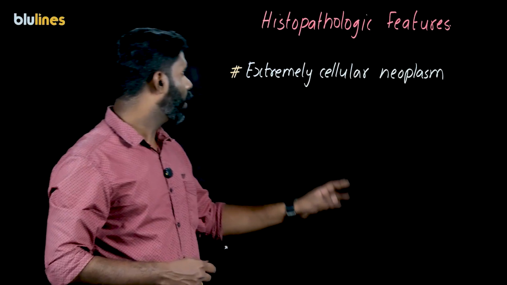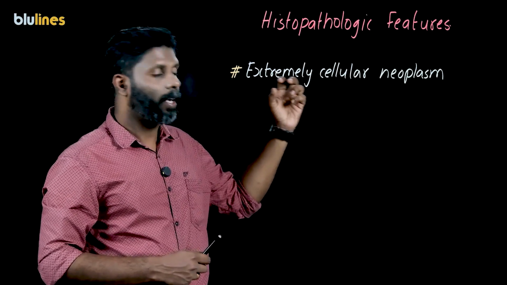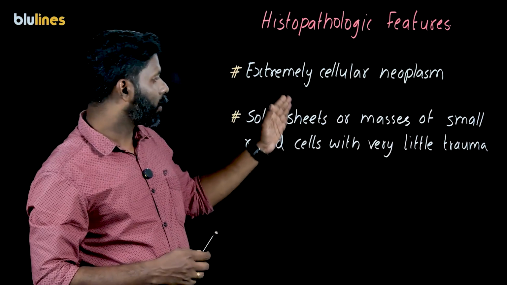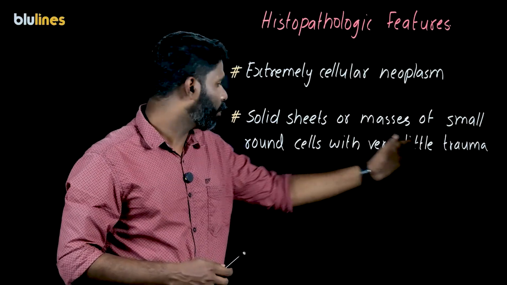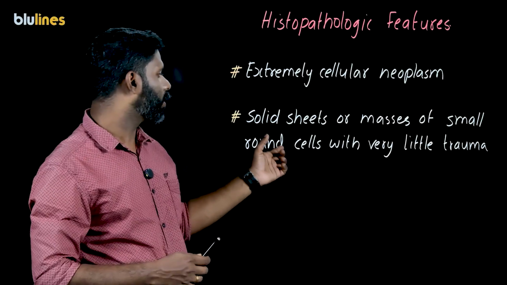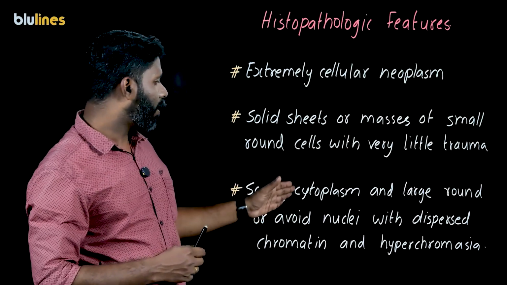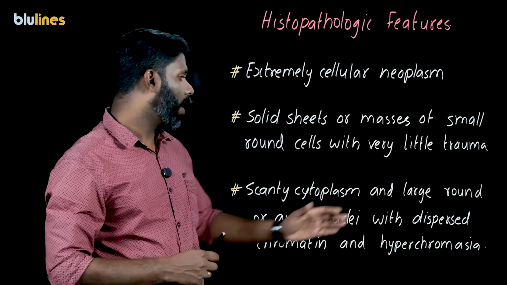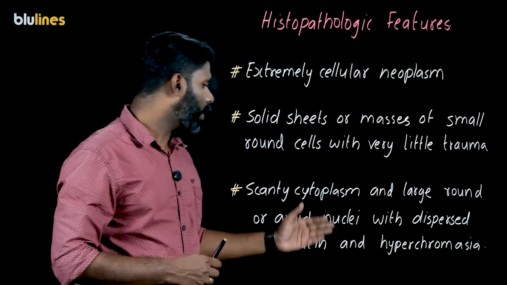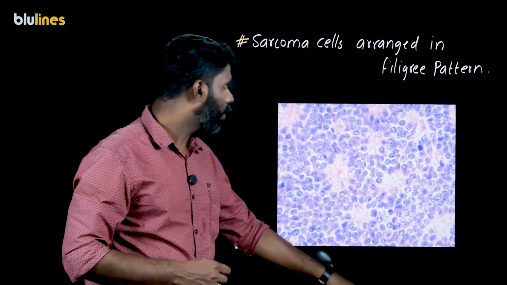Histopathologic features: it is an extremely cellular neoplasm, that is, there will be a lot of cells. Connective tissue stroma is usually very less. Then there are solid sheets or masses of small round cells with very little stroma. That is why it is known as small round cell sarcoma. And cytoplasm is usually scanty, with large round or ovoid nuclei with dispersed chromatin and hyperchromasia. So, there is a characteristic feature.